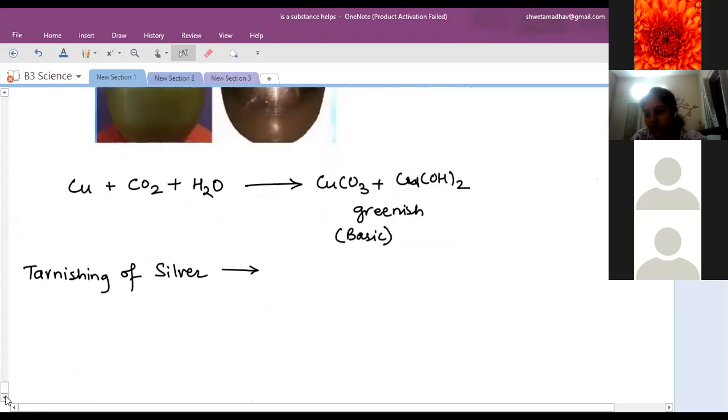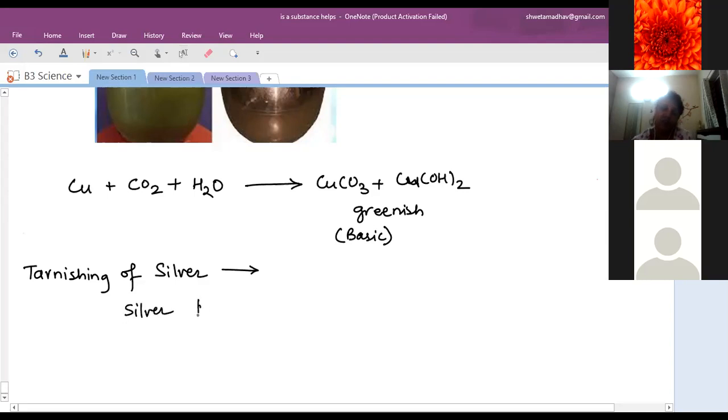Tarnishing of silver. You have seen silver jewelry turns blackish in color, right? After some days of use, silver containers in the kitchen we use sometimes, and silver jewelry which girls use, turns black. So that is the corrosion of silver, tarnishing of silver. Silver turns black due to the formation of silver sulfide.